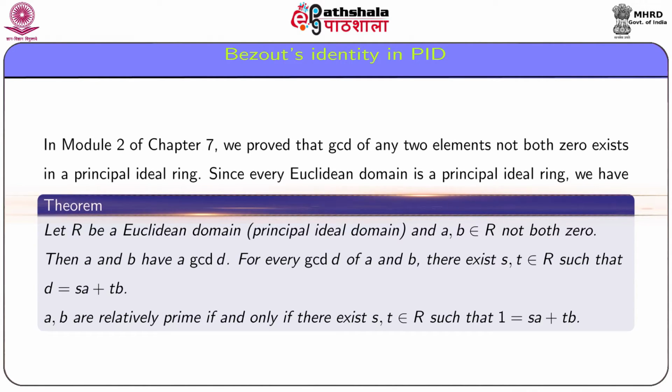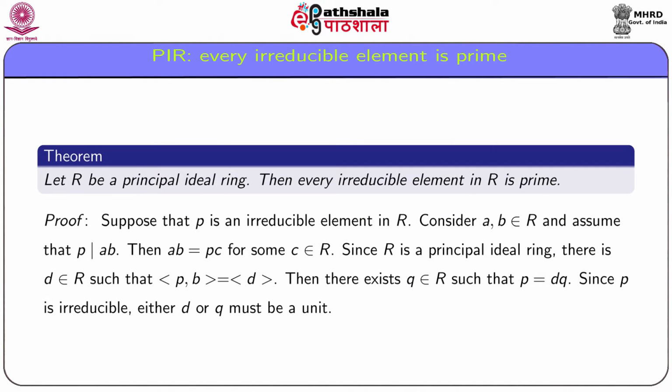And also we have a, b are relatively prime if and only if there exist s, t in R such that 1 can be expressed as sa + tb. Now we show that if R is a principal ideal ring, then every irreducible element in R is prime.